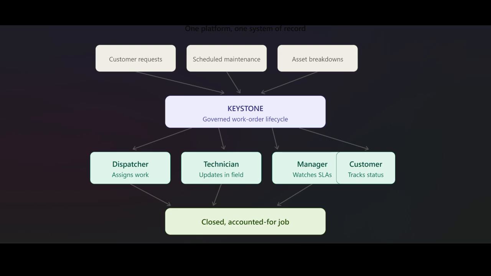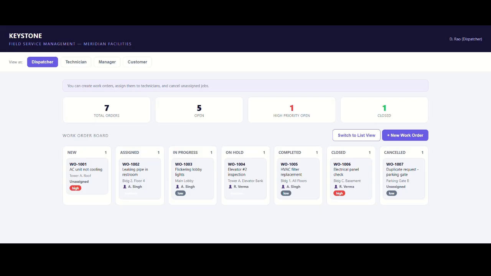The front end is a React and TypeScript single page app that adapts to four completely different user experiences depending on who's logged in. The four roles are really the heart of Keystone. One platform, four roles, each seeing only what they want and what they need. A dispatcher raises work orders, assigns them to the right technicians, and tracks everything. A technician opens their assigned jobs.